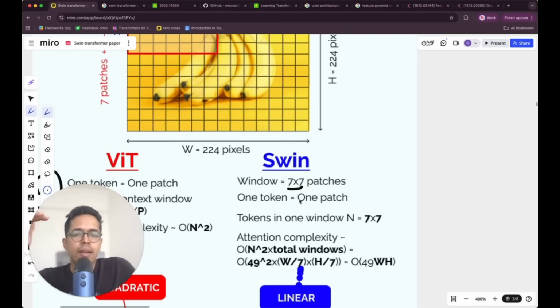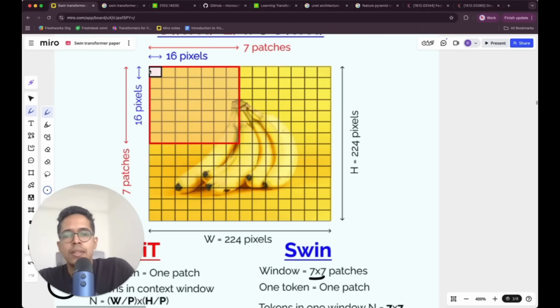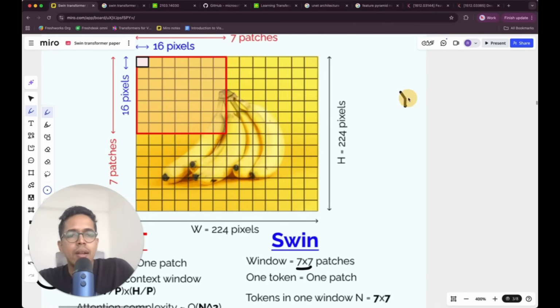And here again, one token is equal to one patch. And how many tokens are there inside this window? I have 7 patches multiplied by 7 patches, which is 49 patches I have inside my window, this red color box.